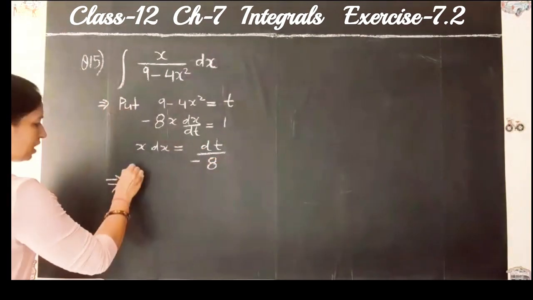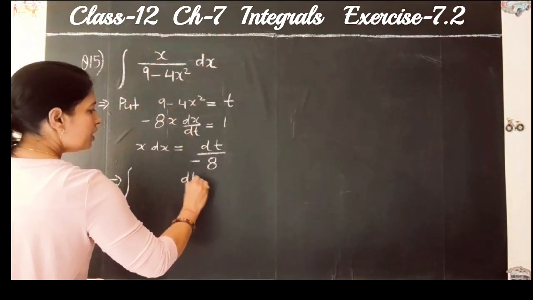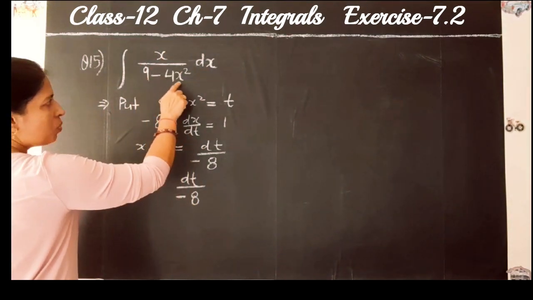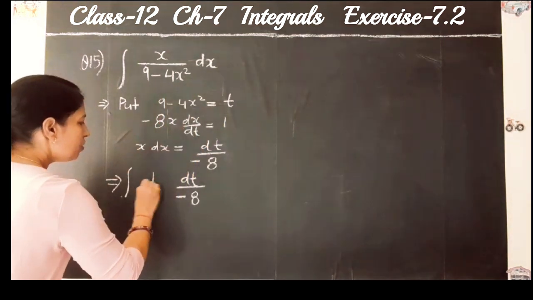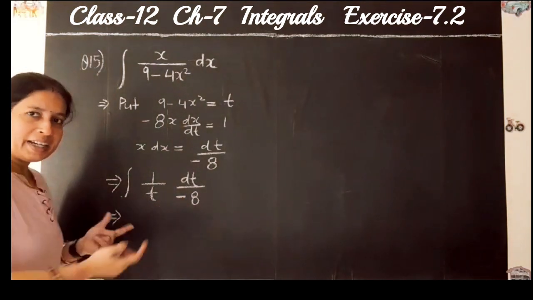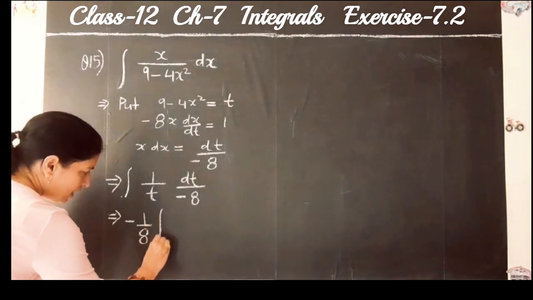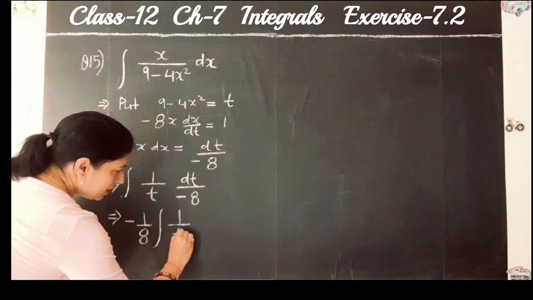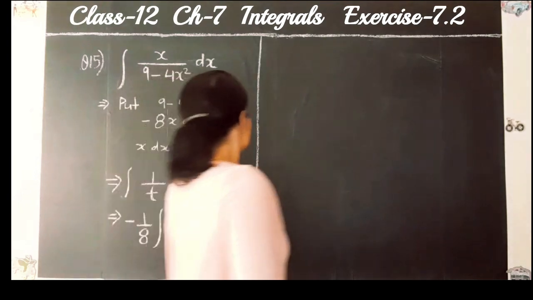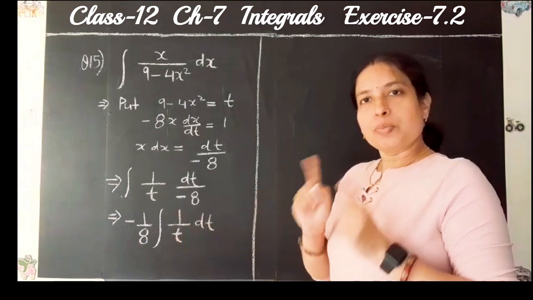So we can write our integral like this. Integral in place of x dx, we can write dt by minus 8. And here 9 minus 4x square is t. So write here 1 by t. So we can write, take this minus 1 by 8 outside. So it will be minus 1 by 8 integral of 1 by t dt. This one is in standard form. So when we know that integral of 1 by t dt is equal to log mod t.